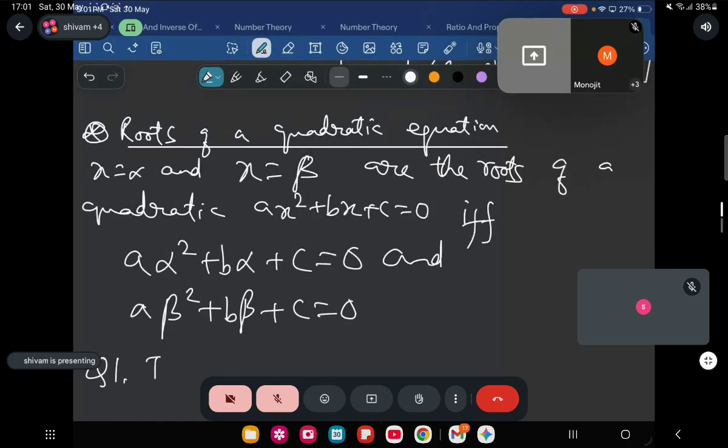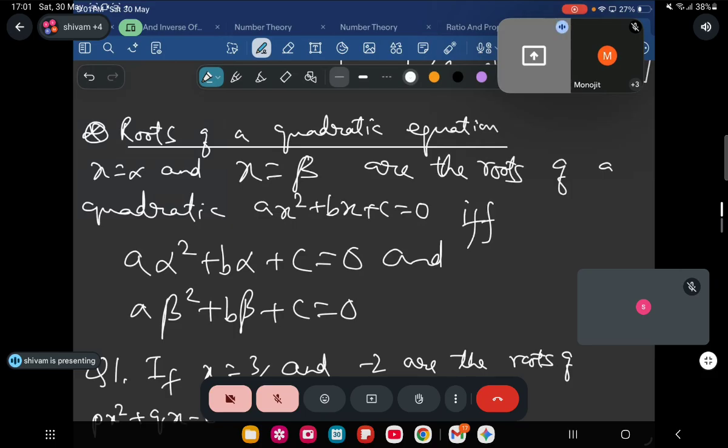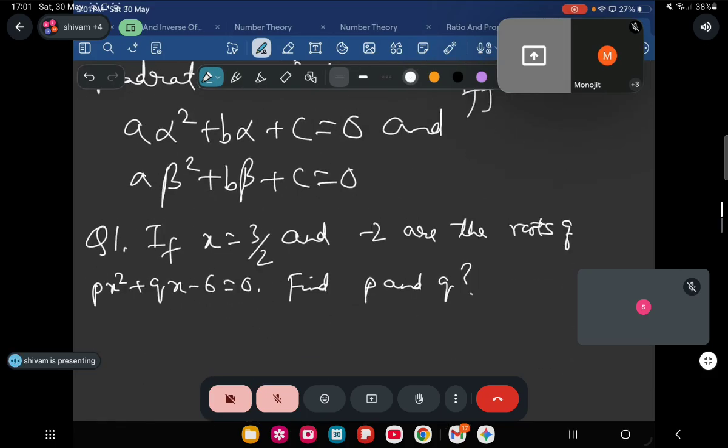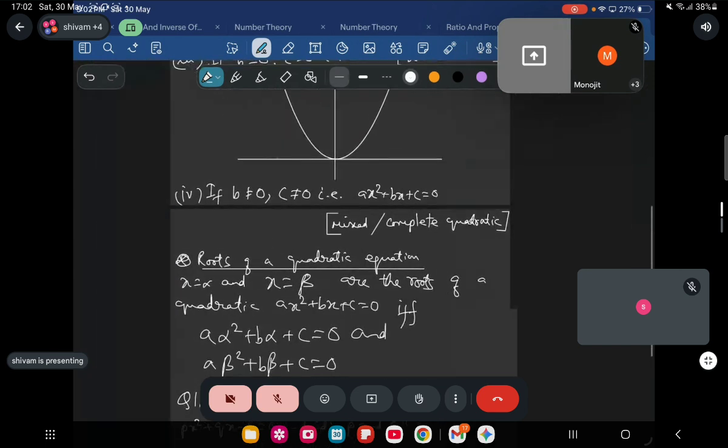Question number 1. In a quadratic, if x equal to 3 by 2 and minus 2 are the roots of px square plus qx minus 6 equal to 0, find p and q. Solve. Only solve this question. Solve, everyone. Sir, can you move a little up? Yes, sir.